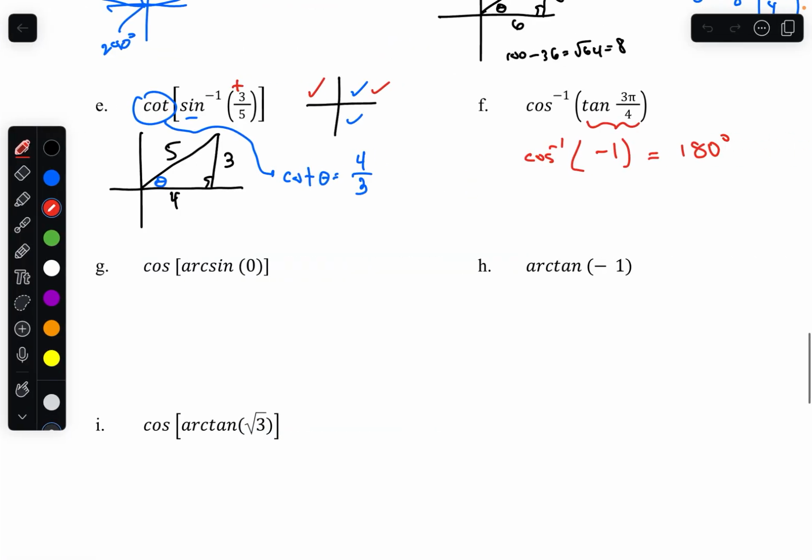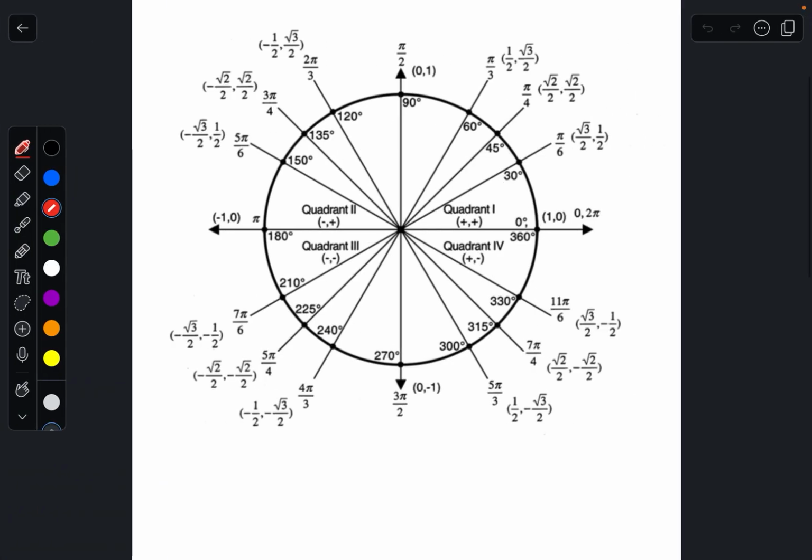I knew we were talking about the 45 here. Root 2 over 2, negative root 2 over 2. That's how I got -1 for tangent. And then when is cosine -1 is happening right there. So 180 degrees.